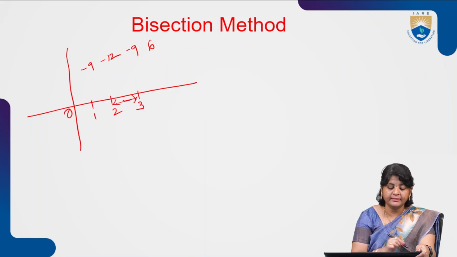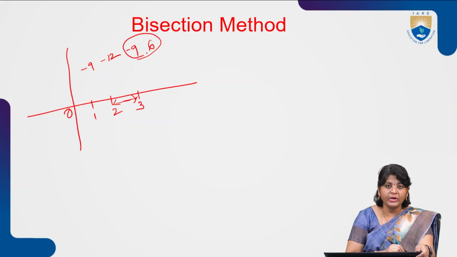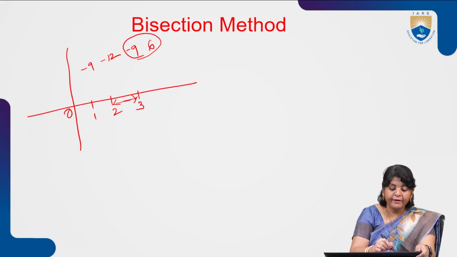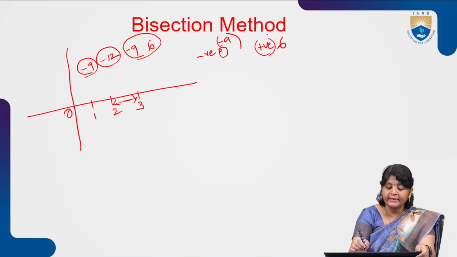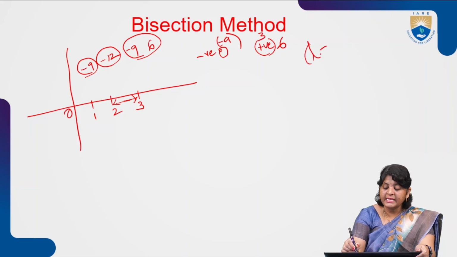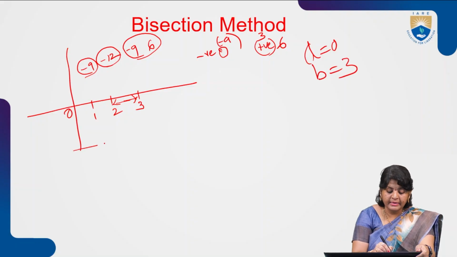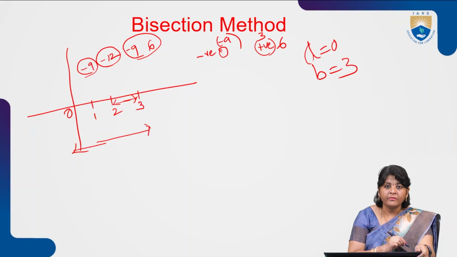If I take minus 9 here and minus 12 here, that is 0 and 1, both negative values. Alternatively, I will take one negative value at 0 and a positive value 6. This is the negative value, what I got, minus 9, and here the positive value when I take 3. If the interval is A equal to 0 and B equal to 3, in this way you are selecting. In this way the initial guesses A and B are taken.